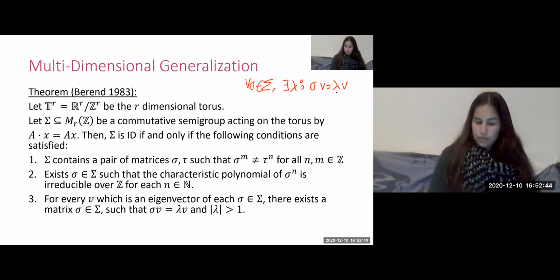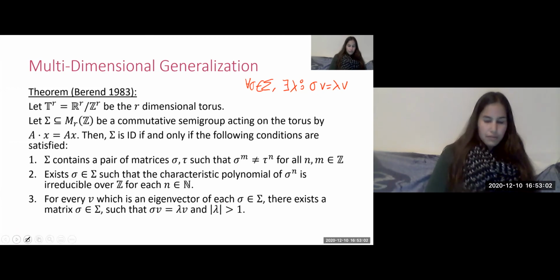So this basically says that in every direction that's a common direction for all of them, there must be at least one that expands that direction. That's a way of thinking of it.